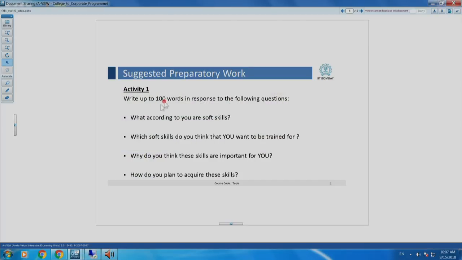Write up to, not more, don't write too much, because there are many questions here, up to 100 words in response to the following questions. What, according to you, are soft skills? What do you call hard skills? What do you call soft skills?